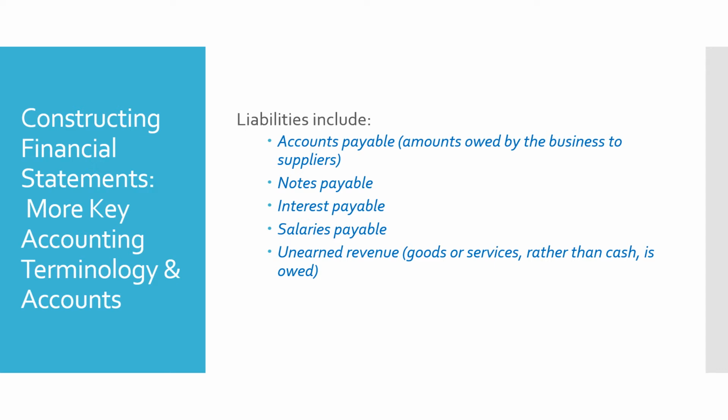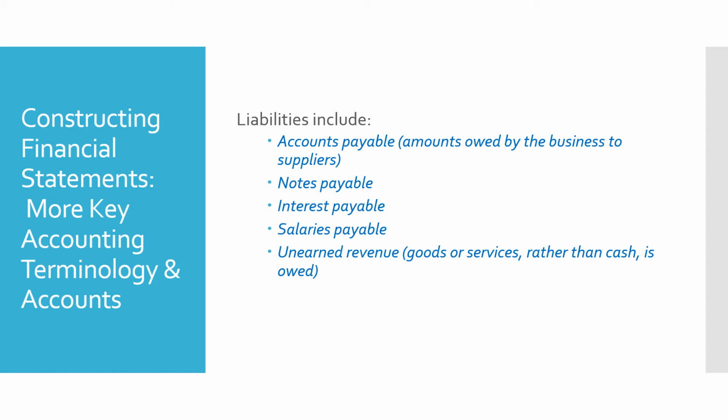Liabilities include accounts payable, which are amounts owed by the business to suppliers. So if the business makes a purchase on account, they owe the business from whom they purchased the goods or services, and that is recorded as an accounts payable. Notes payable are going to be amounts owed typically to banks. If you borrow money, you're going to incur interest expense, and interest payable is the amount that is owed in addition to the note for interest.